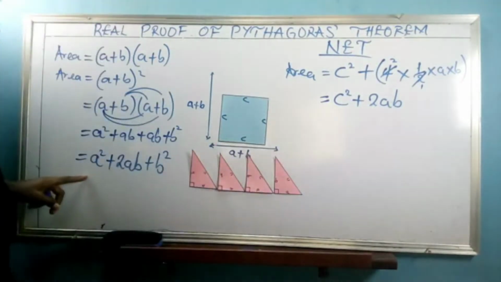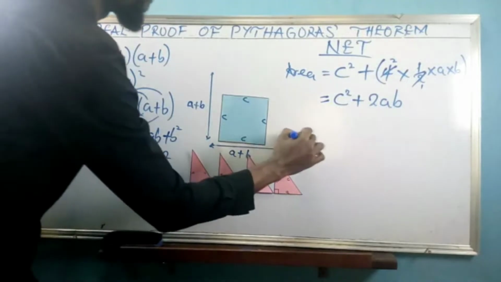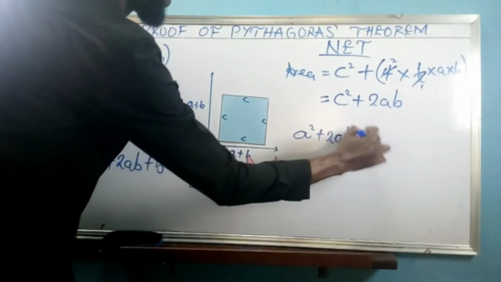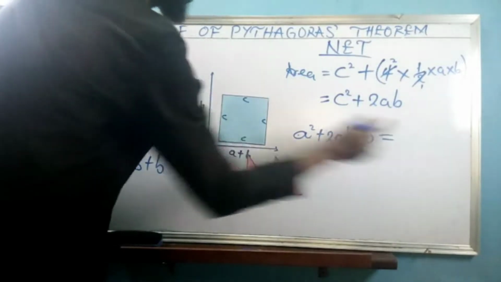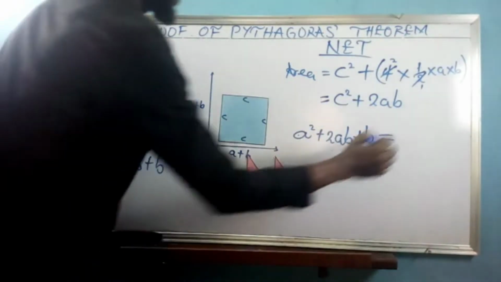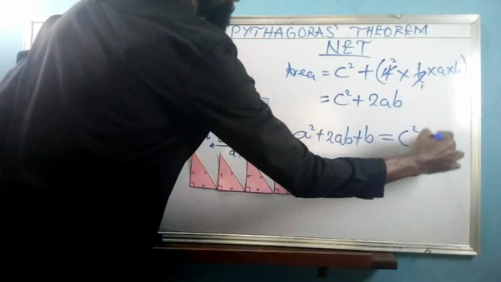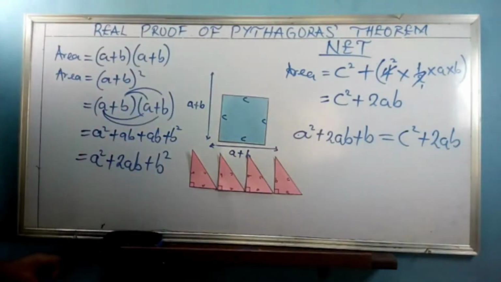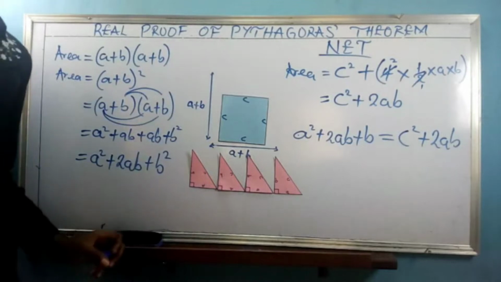So what do we have here? A square plus 2ab plus b square will now be equal to what we have in this place. C square plus 2ab. I hope you are seeing it. Is it clear enough? Fine. Do you see it now?